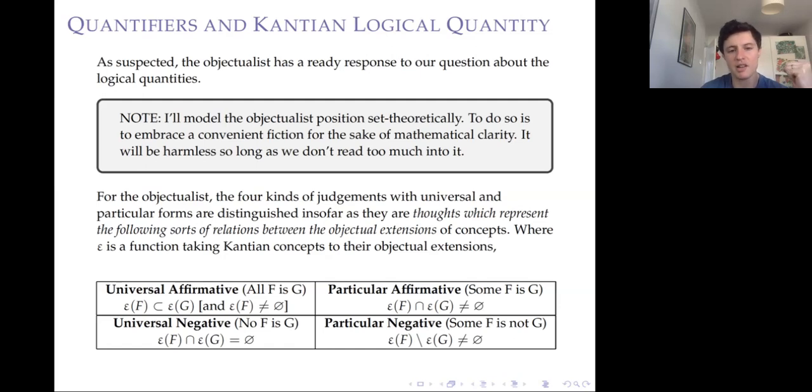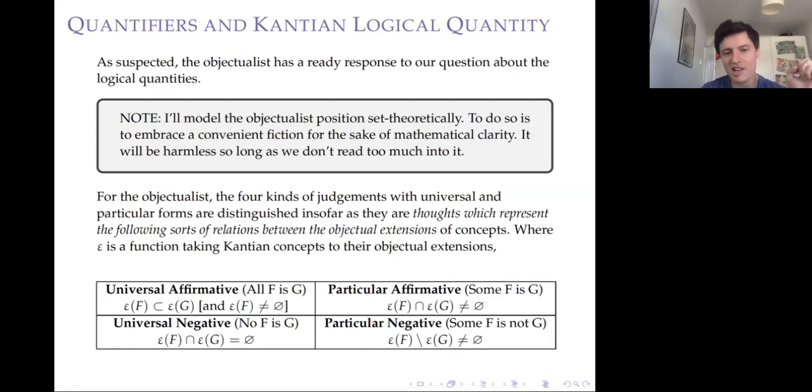The form of a universal affirmative judgment is sort of like a thought, a representation of a way that extensions can be related to one another. So if I think all f is g, what I'm doing is representing in thought that the extension of the concept f is a subset of the extension of the concept g, and I'm assuming that the extension of f is non-empty. In the particular case, I'm representing in thought that the extension of the concept f and the extension of the concept g have something in common. There are some things that they share, and so on.